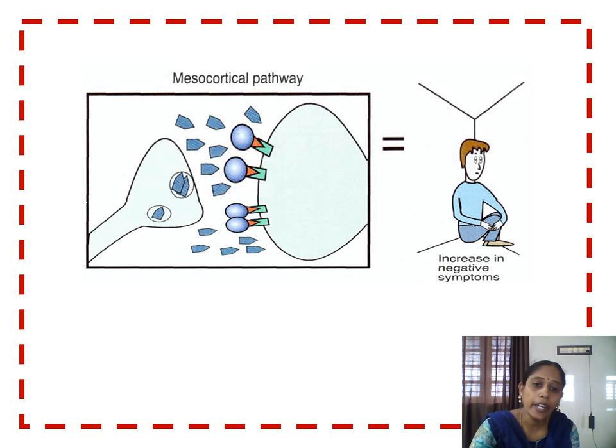And blockade of receptors in the mesocortical pathway. Here you can see the dopamine is released from the presynaptic terminal. These are the dopamine receptors. These are your D2 blockers. So, blockade of this D2 receptor in the mesocortical pathway leads to an increase in negative symptoms like apathy, anhedonia. So, the increase in negative symptoms will be more when dopamine receptors are blocked in the mesocortical pathway.